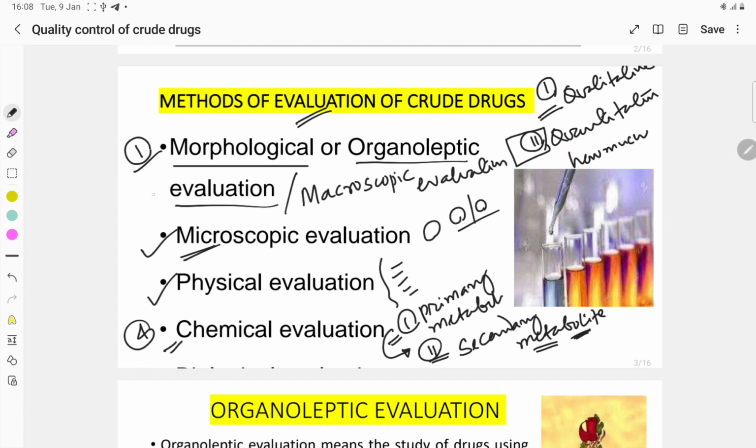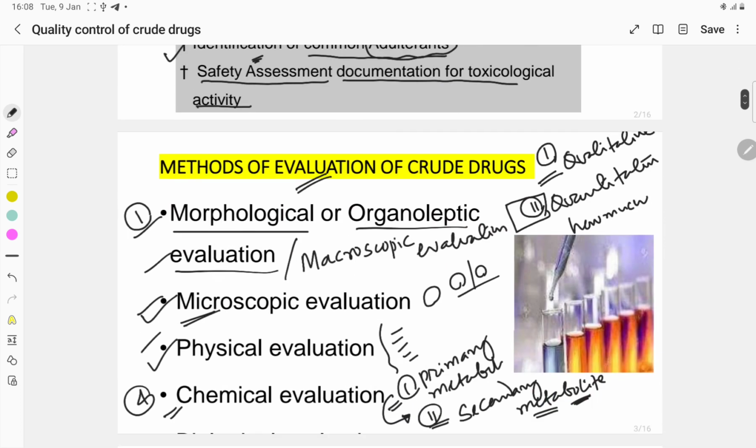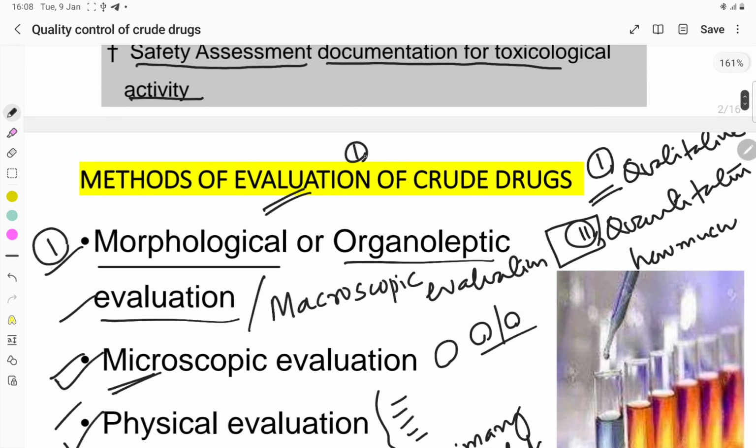So apart from 1, 2, 3, 4, another one is called biological evaluation. Actually, in this video today I will only give the introduction part. In the next video we will discuss each individual type of evaluation. Biological evaluation is one of the important tools useful to evaluate the crude drug on the basis of its biological activity. Biological activity means the crude drug's activity on the biological body.